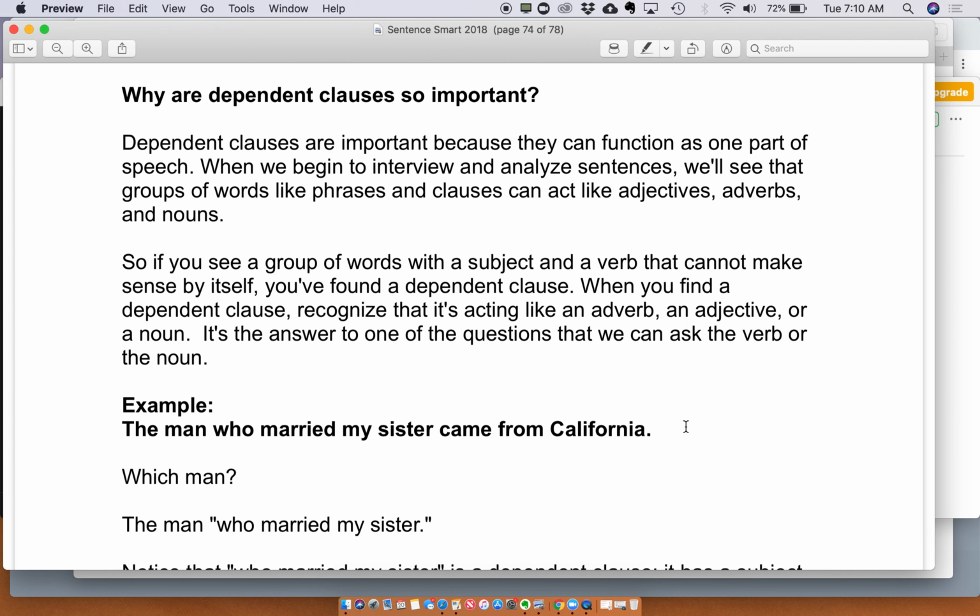Now, why are dependent clauses so important? That's what we will look at when we continue this section. We'll take a look at that later.